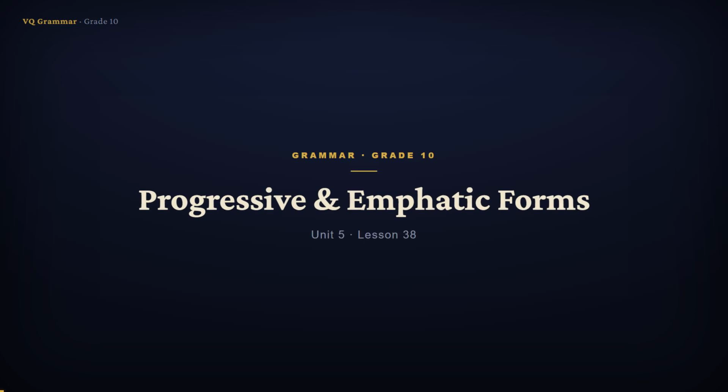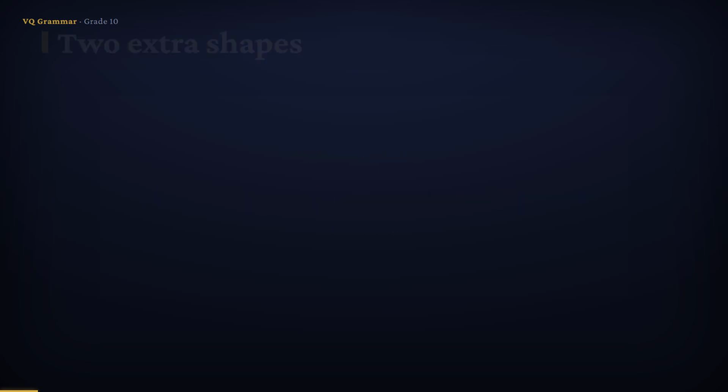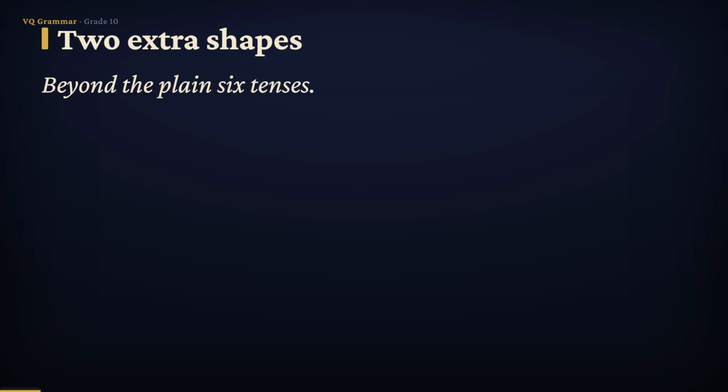This is Unit 5, Lesson 38, and we're building on everything you already know about verb tense. Every tense has a plain form, but it also has a progressive form, one that tells you an action is still unfolding. And the present and past have one more trick, an emphatic form that puts real force behind the verb. 2 extra shapes, both easy once you see how they're made. Let's get started. Let's set the map before we walk it.